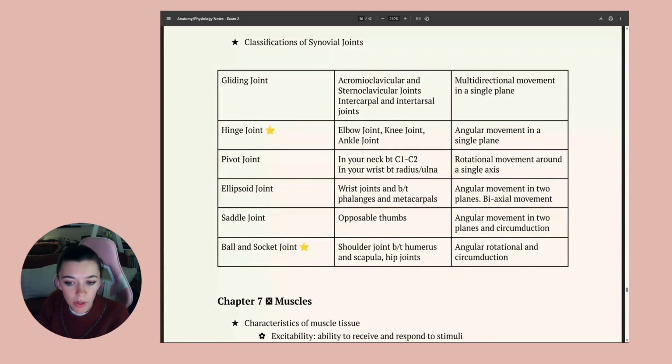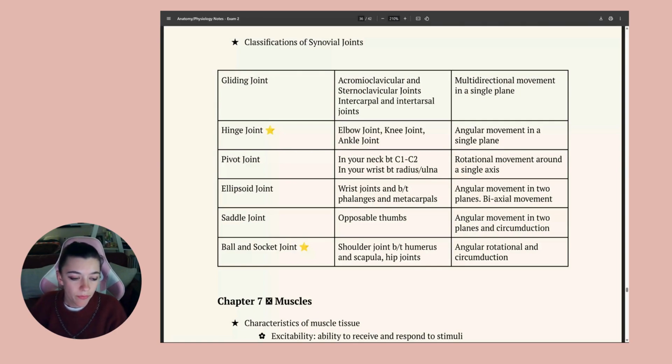And then lastly, ball and socket joints. That is the shoulder joint between the humerus and the scapula. And another example is going to be your hip joints. Those are angular rotation and circumduction. What you really just got to know with these is going to be your hinge joint and then your ball and socket joint. An example of each.